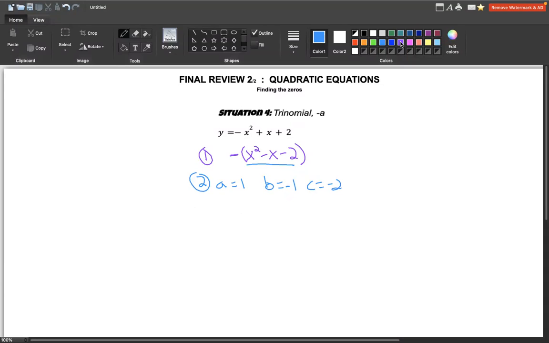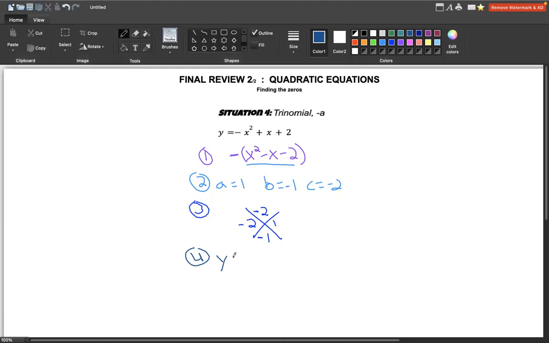Then we go to step 3, where we're going to do our diamond. Okay, a times c in the top. 1 times negative 2 is negative 2. b in the bottom, negative 1. 2 numbers that multiply to get negative 2, add to get negative 1. Well, this should be easy. Only 2 numbers multiply together to get 2. Some combination of 2 and 1. Which one's got to be negative in order for us to add to get a negative 1? Well, that's going to be a negative 2. Okay, then we go to our fourth step.